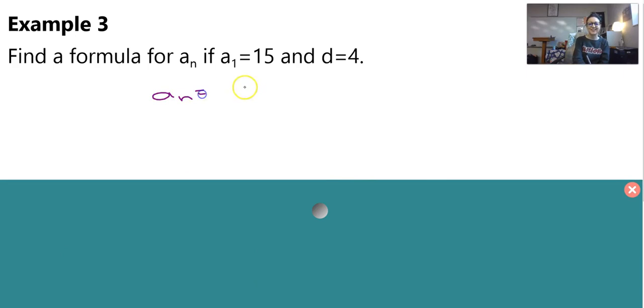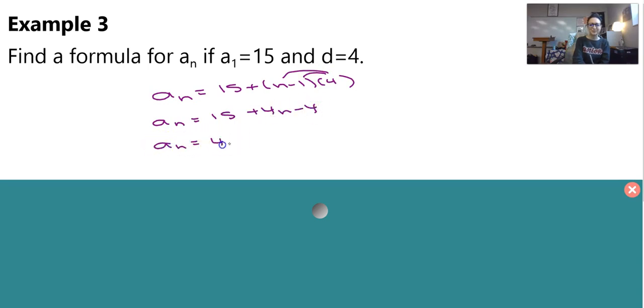So a sub n is the first term, 15, plus n minus 1 times d, which is 4. We're just going to clean it up a little bit to combine like terms. So I've got 15, and then go ahead and distribute that 4. So I've got 4n minus 4. So final answer, 4n plus 11. So again, now if I want to find the 100th term, I just need to plug in 100 for n, and then I've got it.